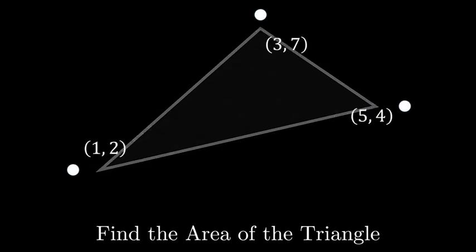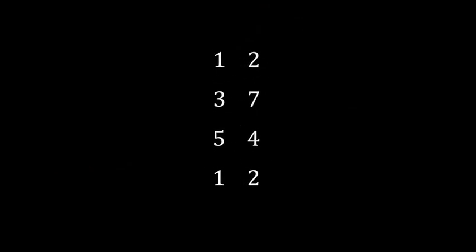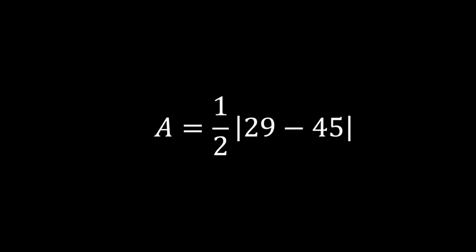First, we stack the coordinates vertically and repeat the first one at the bottom. Using the shoelace formula, we calculate the downward diagonals, which add up to 29. Then for the upward diagonals, we get 45. The next step is to subtract these results from one another.